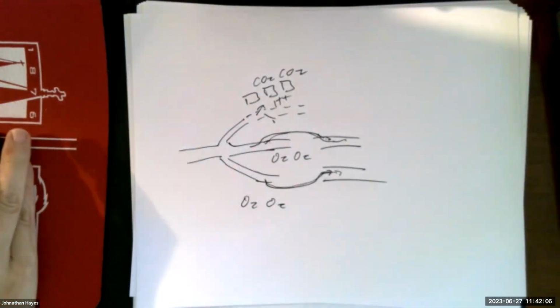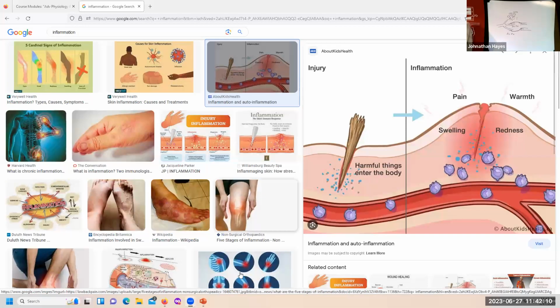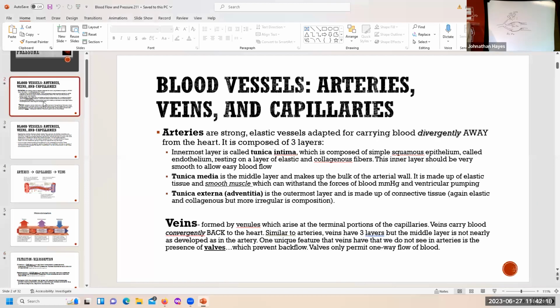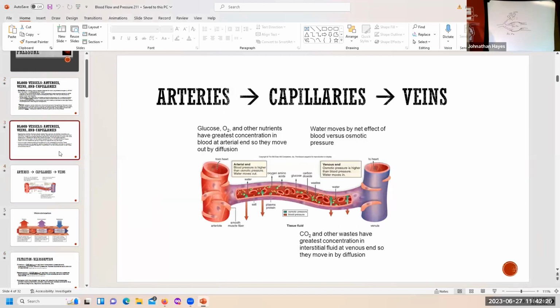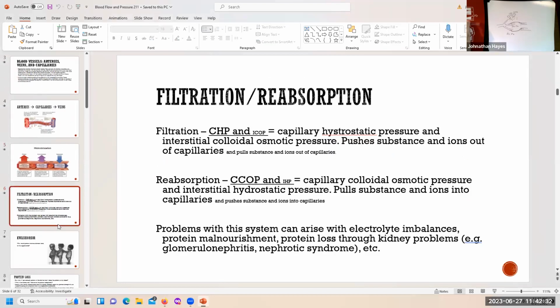So another idea. But how could you bypass an area if you needed to? You could go through something called a meta-arteriole, right? So we have talked about blood vessels, some of the differences between arteries versus veins. Right? We talked about capillaries. We even mentioned meta-arterioles. We talked about filtration versus reabsorption.